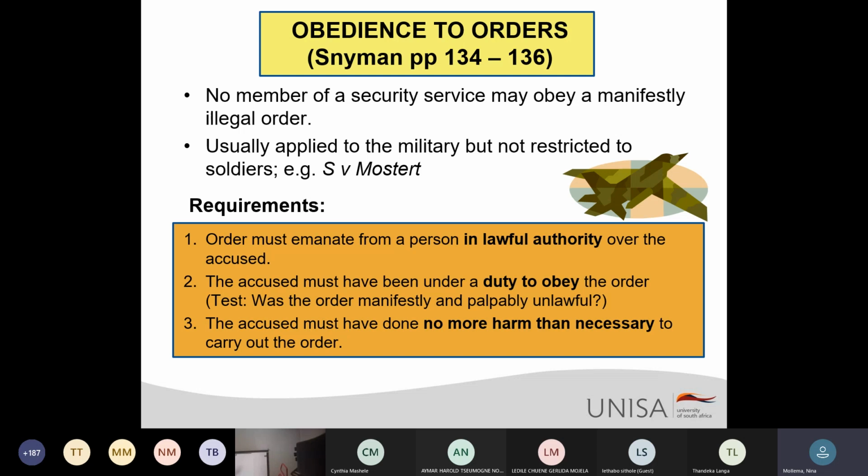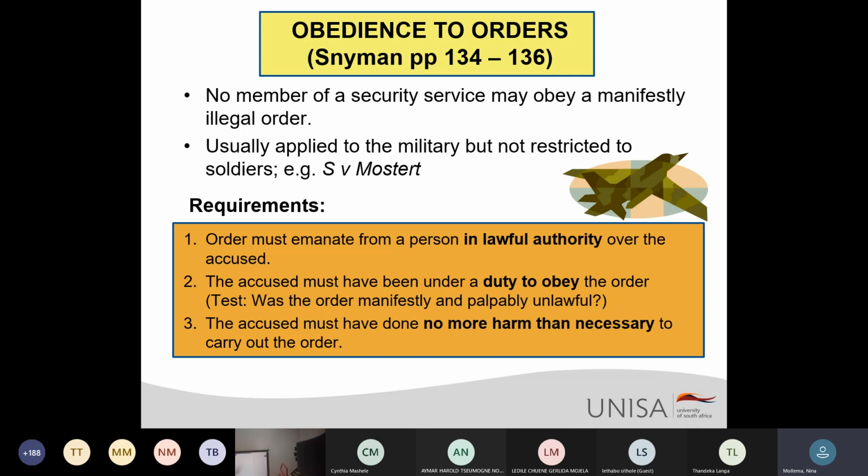And there we have the Mostert case. That was a case involving traffic officers. The one traffic officer was told by his superior to go and fetch another traffic officer at home. The other traffic officer at home did not want to come along. So the one forced him to come along by punching him and calling him abusive names, and he was charged with assault and crimen injuria because he called the other person terrible names. But the accused, Mostert, said that he did what he did because he was obeying the orders of his superior, and the court did not agree with that.